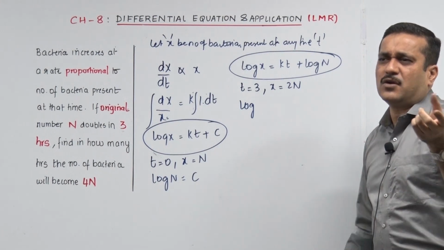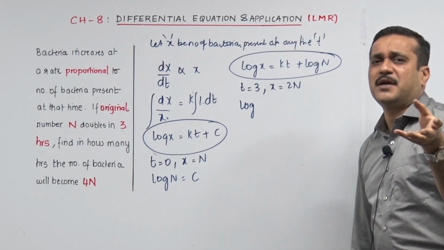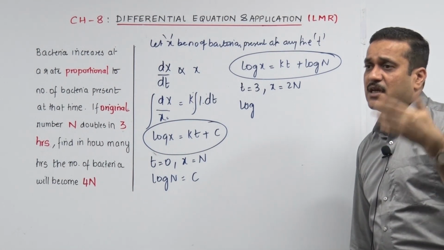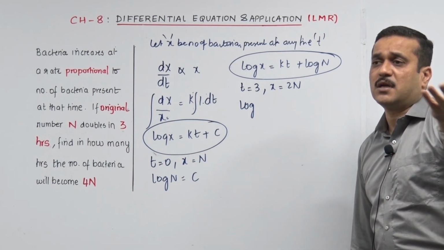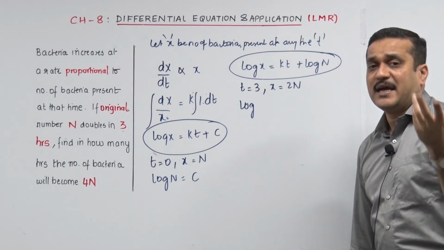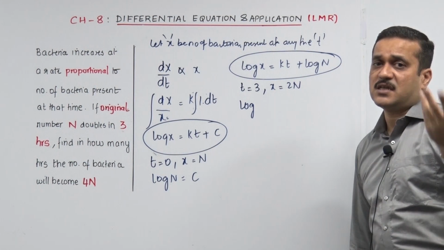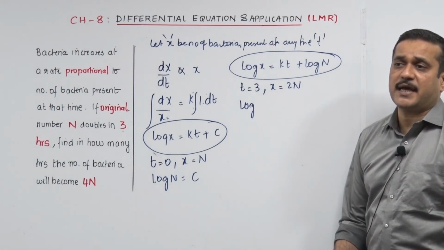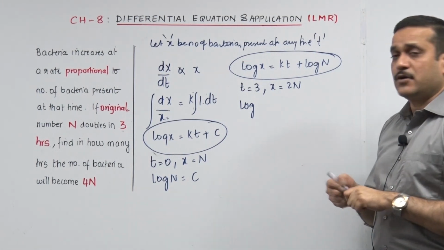To find the two unknowns k and c, they had to give two conditions in the sum which will help you find k and c. The initial condition was what? At time 0, the number of bacteria in the tray was n. That helped us find the value of c. And then after that it doubles in 3 hours. That was the second condition given to you. So at t equal to 3, the number of bacteria x becomes 2n. So we are trying to use that now.